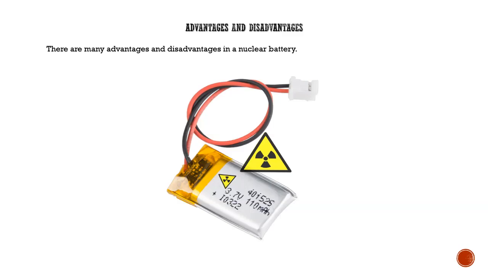So, if a nuclear battery is dead, we can dispose the battery. There are certain disposal techniques or methods to dispose the battery, and that nuclear material can be used again in the manufacturing of another nuclear battery. So there is a cycle that goes on. Apart from that, there are certain disadvantages also.